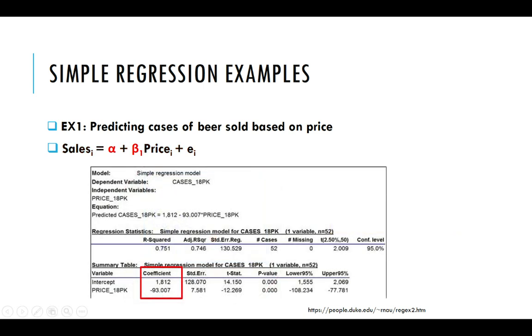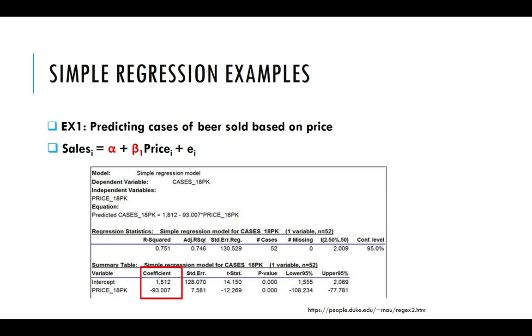All right, so we've put our data into Excel. We've asked our statistical package to spit out some regression coefficients. And you see here in the red box, I've got an intercept, 1,812. And we have 18 packs price of beer with an estimate of negative 93. So we've just estimated our alpha and our beta 1. Our alpha is 1,812. Our beta 1 is negative 93.